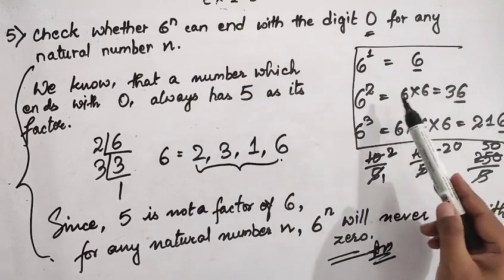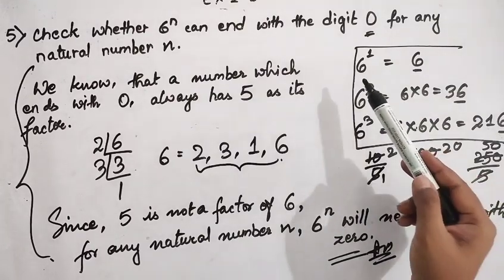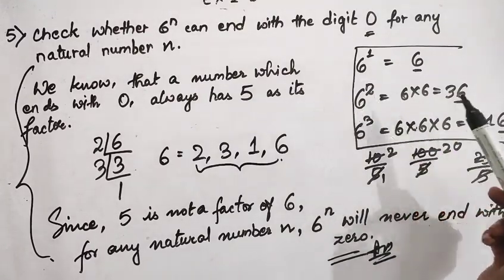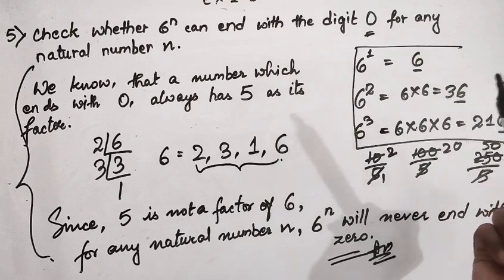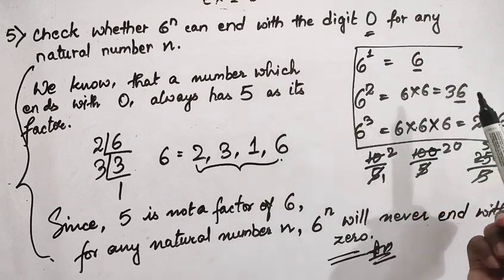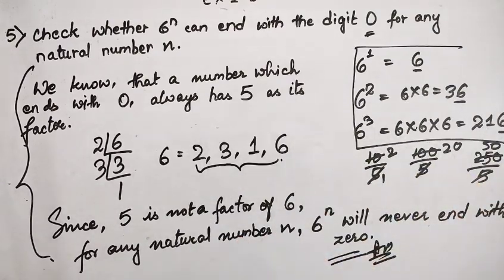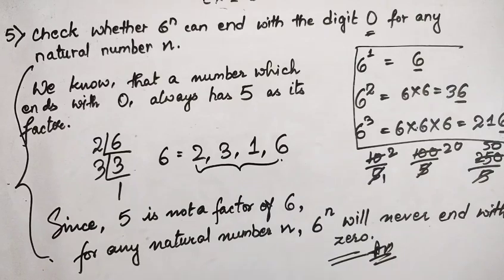This is just to make you understand how 6 or any power of 6 ends, on which digit it ends, and that is 6 every time. But it does not end with 0. In any case, it will never have 0. So this is how you will prove, or this is the solution of question number 5. Let's move on to question number 6 now.